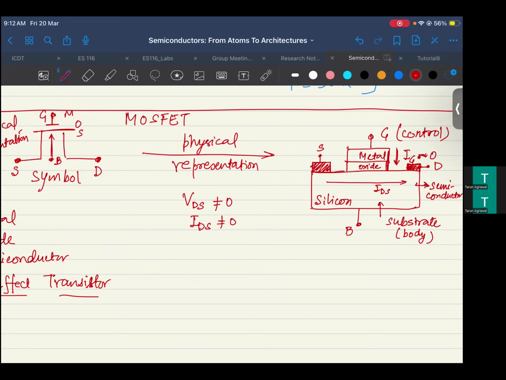So now let's go back to our analogy so that we can understand it well. This is our tap. In the tap, we said there is a control terminal of the tap, right?